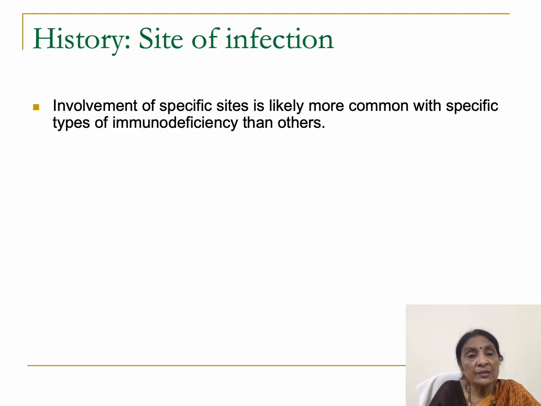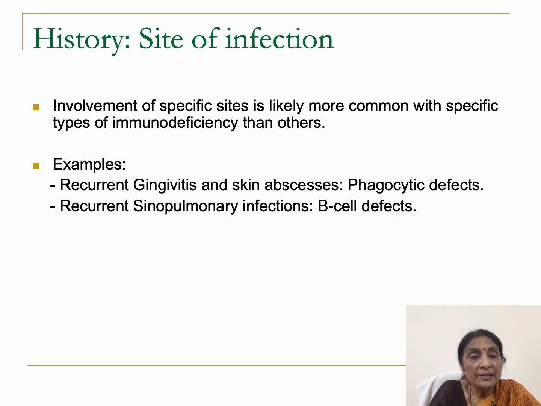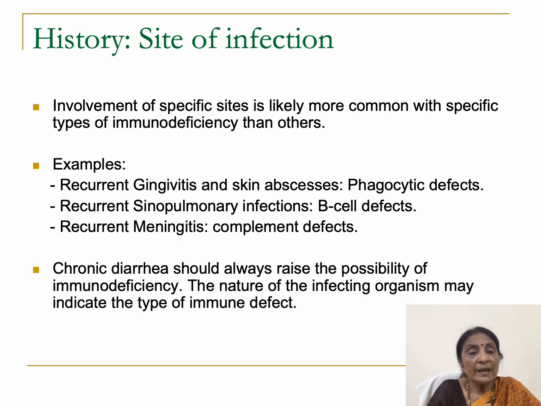Site of infection. Involvement of specific sites is likely more common with specific types of immune deficiency than others. For example, recurrent gingival and skin abscess in phagocytic defects, recurrent sinopulmonary infection in B cell defect, recurrent meningitis in complement defects, and chronic diarrhea should always raise the possibility of immune deficiency. The nature of infecting organism may indicate the type of deficiency.